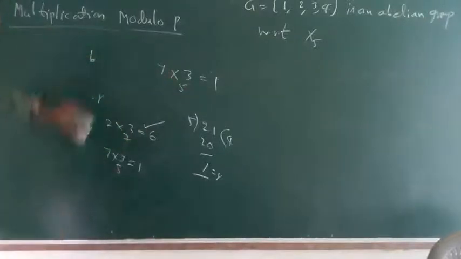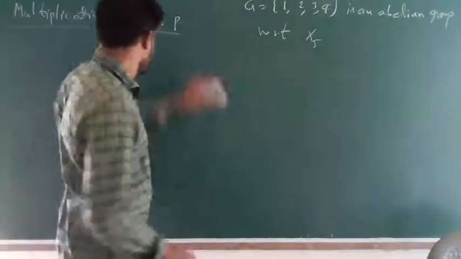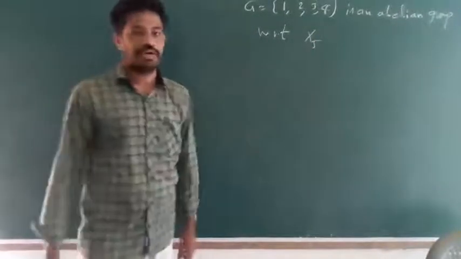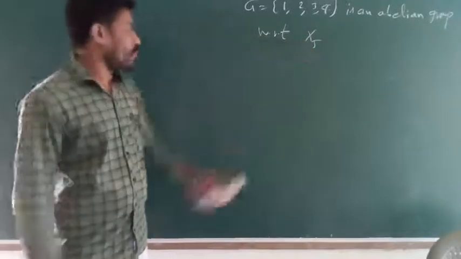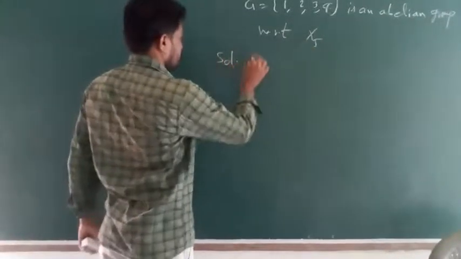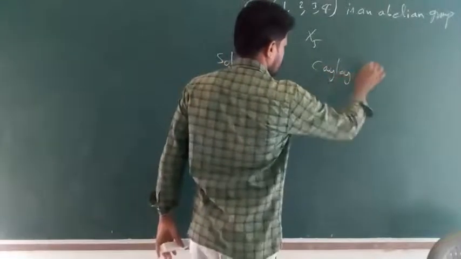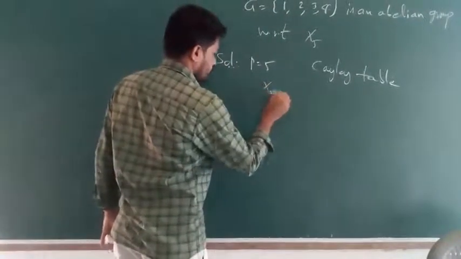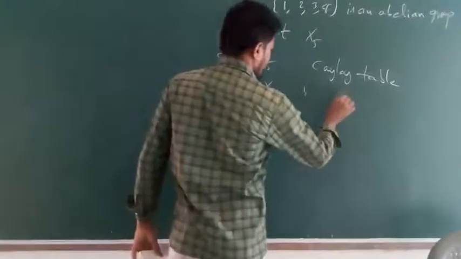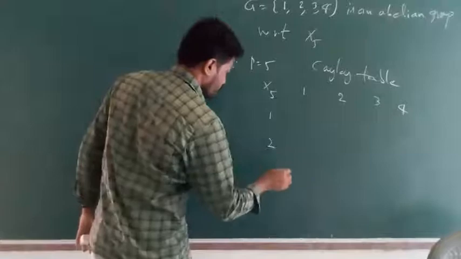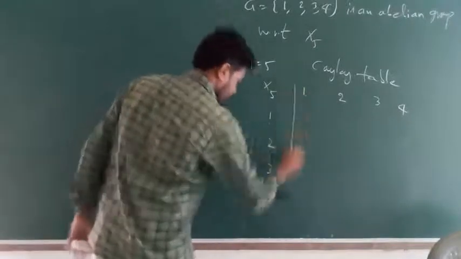Okay, next question. G equal to {1, 2, 3, 4} is an abelian group with respect to cross 5. This means p is equal to 5. So we apply the Cayley table. What is cross 5? Select the elements 1, 2, 3, 4 along both sides.